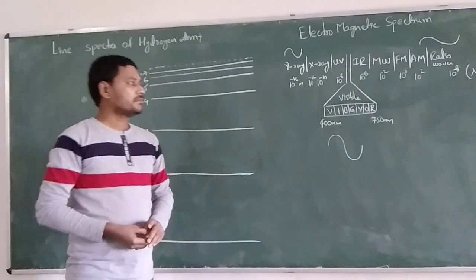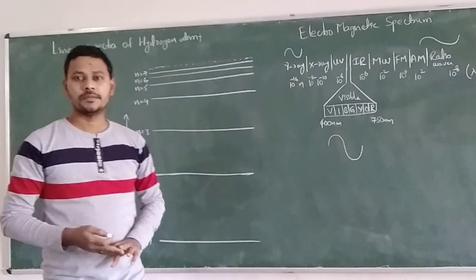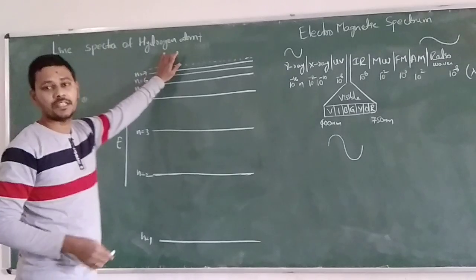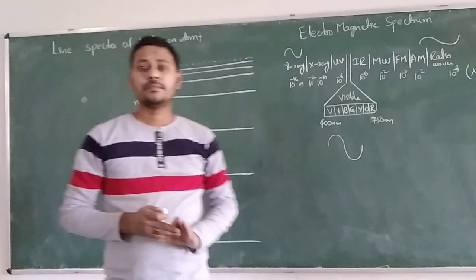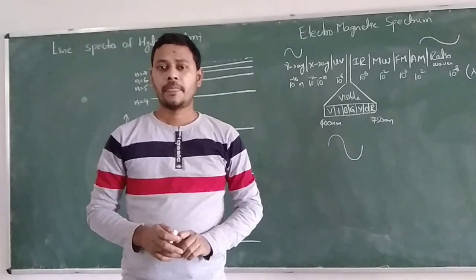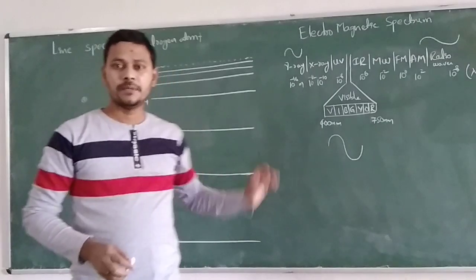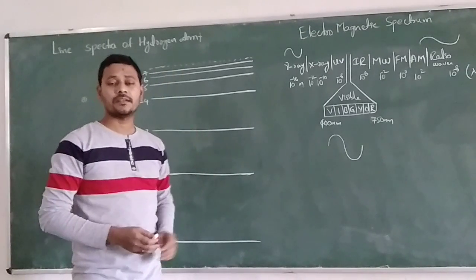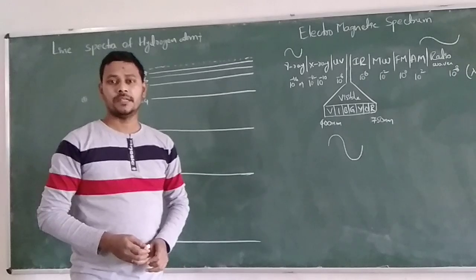And the spectrum is mainly of two types. One is line spectra, see, line spectra of hydrogen atom. One is line spectra, another one is band spectra. Line spectra is also called atomic spectra, and band spectra is also called molecular spectra.